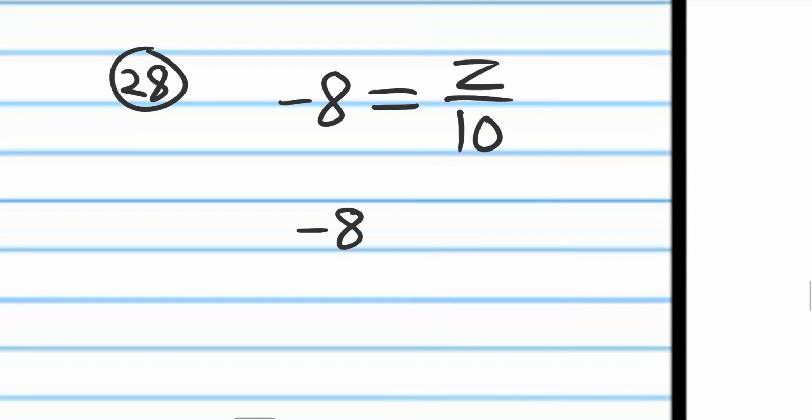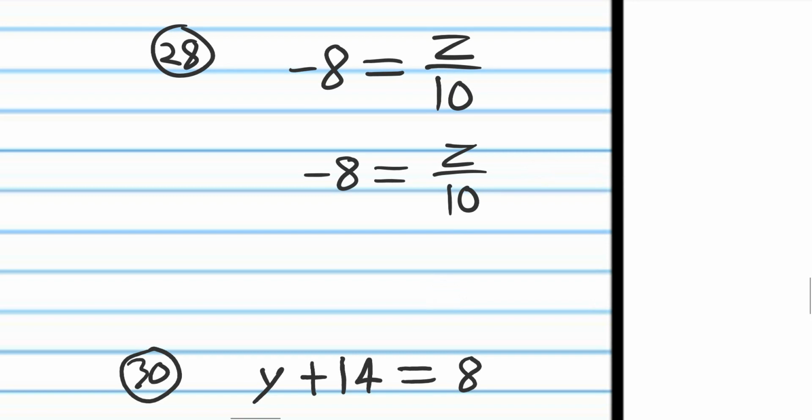All right, we're back. All right, so we have to get rid of the 10, so that's z divided by 10, so the opposite of division is multiplication. We show multiplication with parentheses. Now here's a very important point.